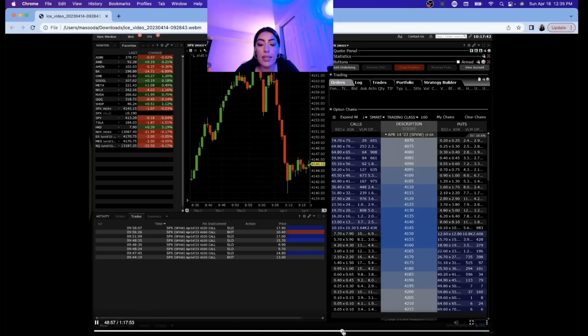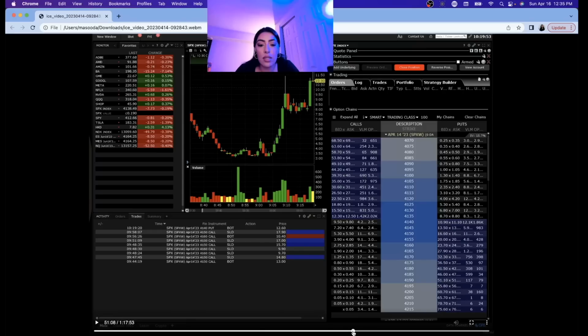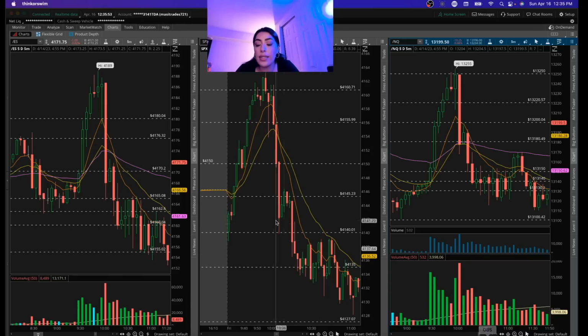Now if we go ahead and take a look. So here we go. I entered SPX puts at 10:19. So at that 10 a.m. candle, market ended up reversing off of consumer sentiment. So 10:19, let's go ahead. So I entered SPX at the break of this candle here. There was strong bearish momentum here below that 4140.